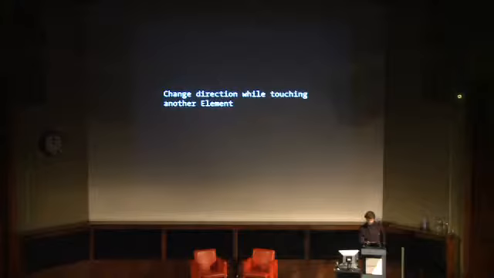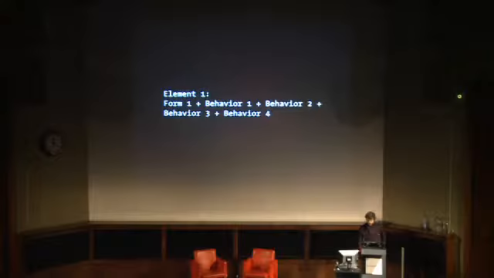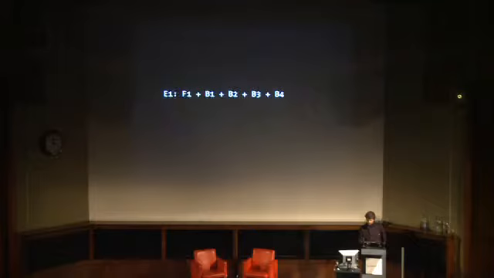This is form one. This is behavior one. Behavior two. Behavior three. Behavior four. This is element one. An element is a simple machine that is comprised of a form and one or more behaviors. That definition can be written more concisely.